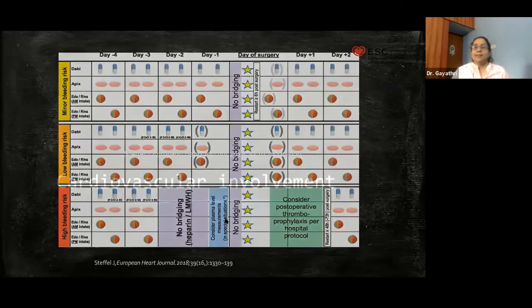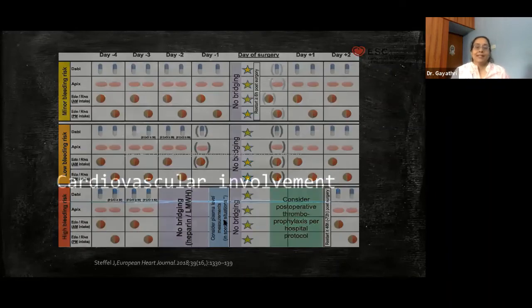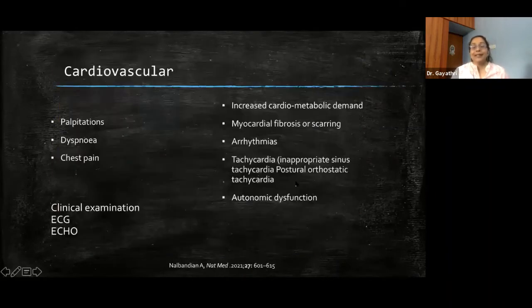Right, now we'll go to the cardiovascular involvement. Now, what are the symptoms the patients may have? They may present with palpitations, and most importantly, it will be something like inappropriate sinus tachycardia or postural orthostatic tachycardia, or the patient may have dyspnea, and chest pain also is considered to be one of the common symptoms in the post-COVID afflicted patient. And it is mainly because of increased cardiometabolic demand, myocardial fibrosis, all these things, and some patients even have autonomic dysfunction.